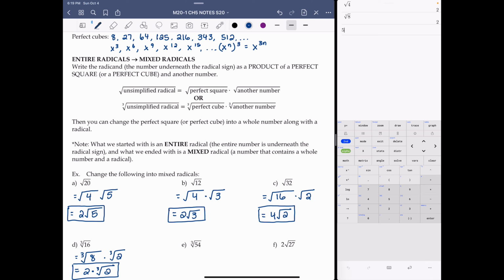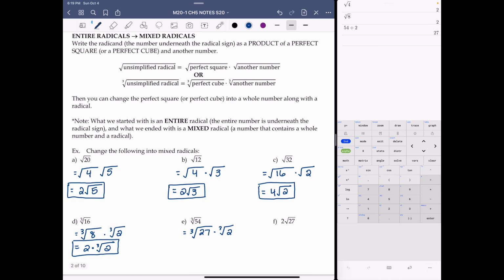The cube root of 54. Let's see, 54 divided by 2. Okay, half of 54 is 27. So our number from our list of perfect cubes has to be 27 or smaller. Looking at our list of perfect cubes, there's two numbers, 8 or 27. So we know it would be 27 because that is exactly half of 54. So we write it as the cube root of 27 times the cube root of 2, because 27 times 2 is 54. The cube root of 27, using the calculator, is 3. So we have 3 times the cube root of 2.